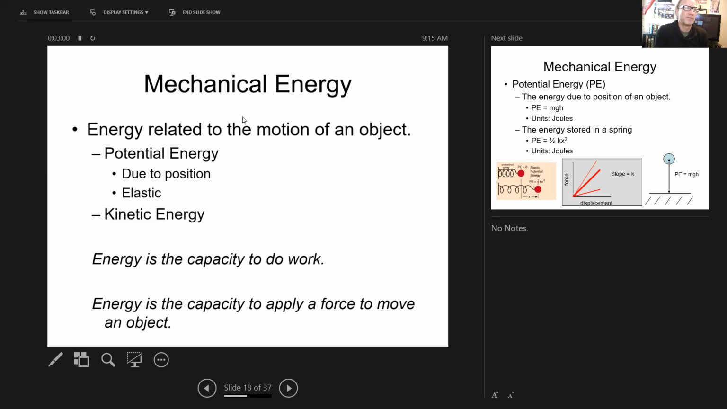Okay, the other category of energy that I want to cover is kinetic energy. This is, again, the capacity to do work, but based upon movement. So kinetic energy is the capacity to do work based upon movement. Potential energy, the capacity to do work based upon position. Energy is the capacity to apply a force to move an object. Remember, to have work done, we need to apply a force and that object needs to move. So two things: the object needs to move.